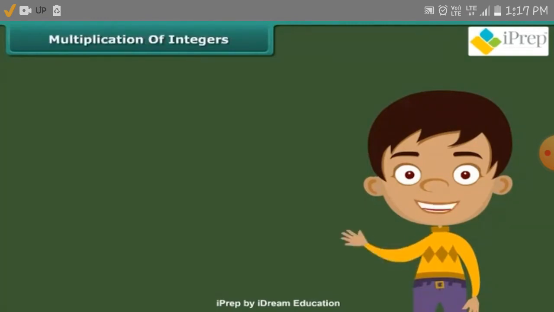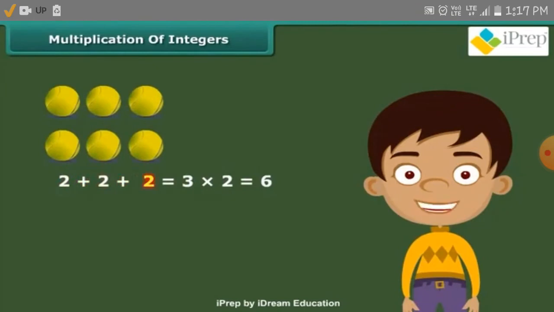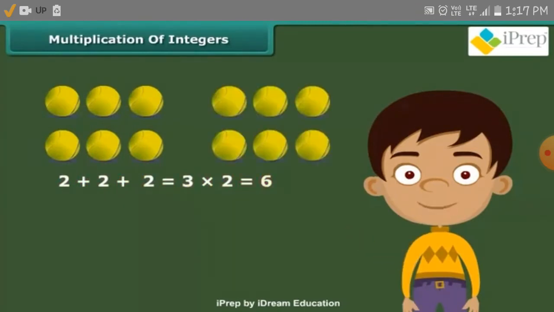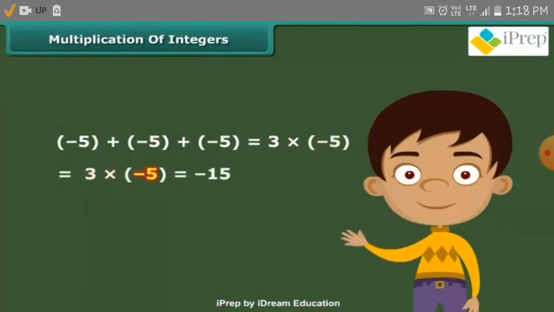We know that multiplication of whole numbers is repeated addition. For example, 2 + 2 + 2 is equal to 3 × 2, which equals 6. Similarly, multiplication of integers is also repeated addition. For example, -5 + -5 + -5 is equal to 3 × (-5). Therefore, 3 × (-5) is equal to -15.